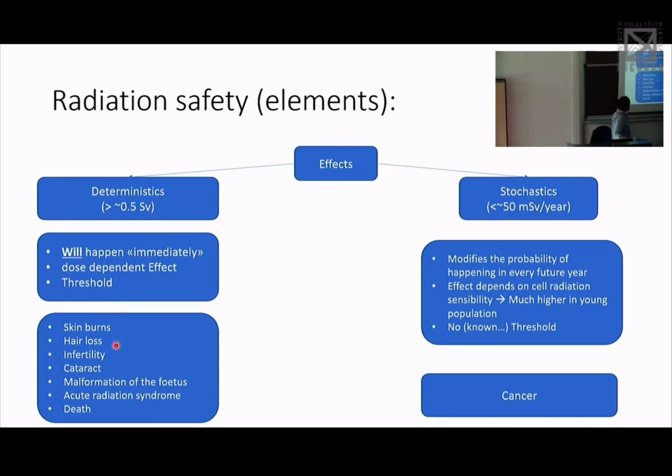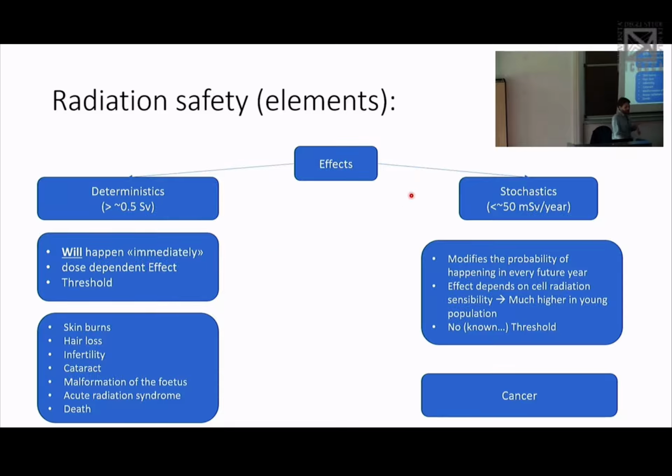You start to have skin burns, hair loss, infertility, cataract, and then you can have malformation of the fetus for pregnant women. And if you go higher than 2 sieverts, you can have acute radiation syndrome, which if untreated, or if the dose has been much higher than 2, around 3 or so, will lead in 2 to 3 weeks to death.